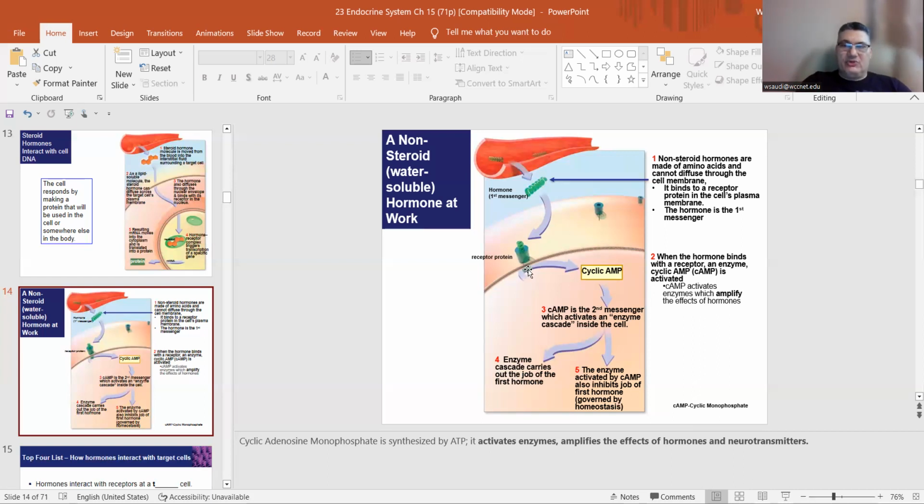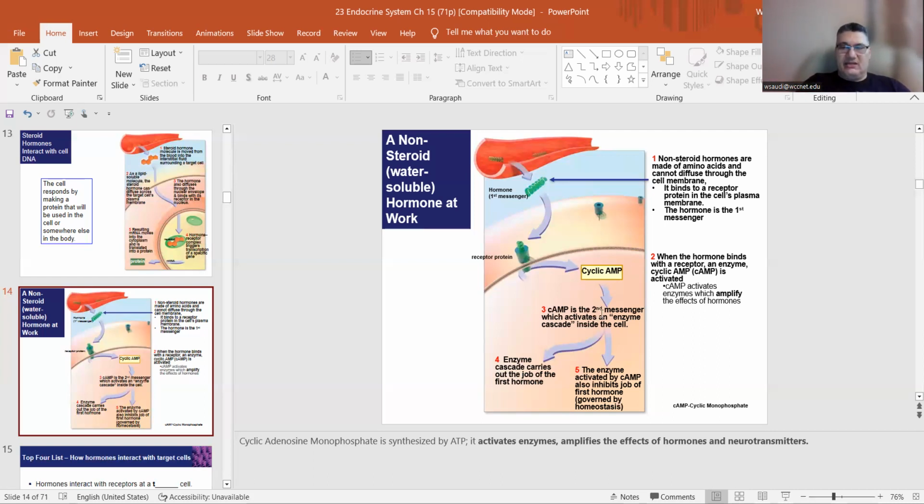Why? Because the receptors will make another messenger. That's called the second messenger, which in most cases is specifically cyclic AMP. There are exceptions beyond our scope. Cyclic AMP is the vast majority, good enough.